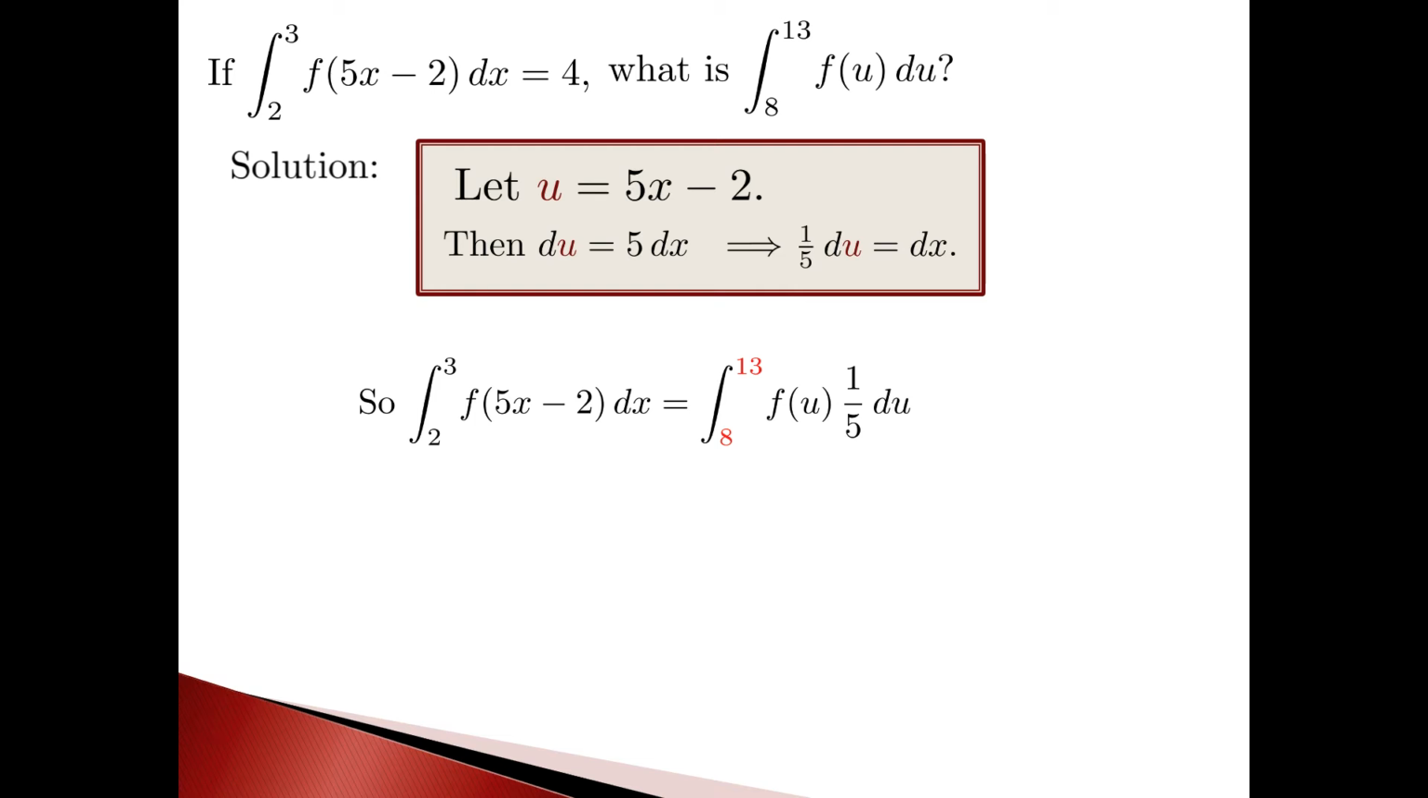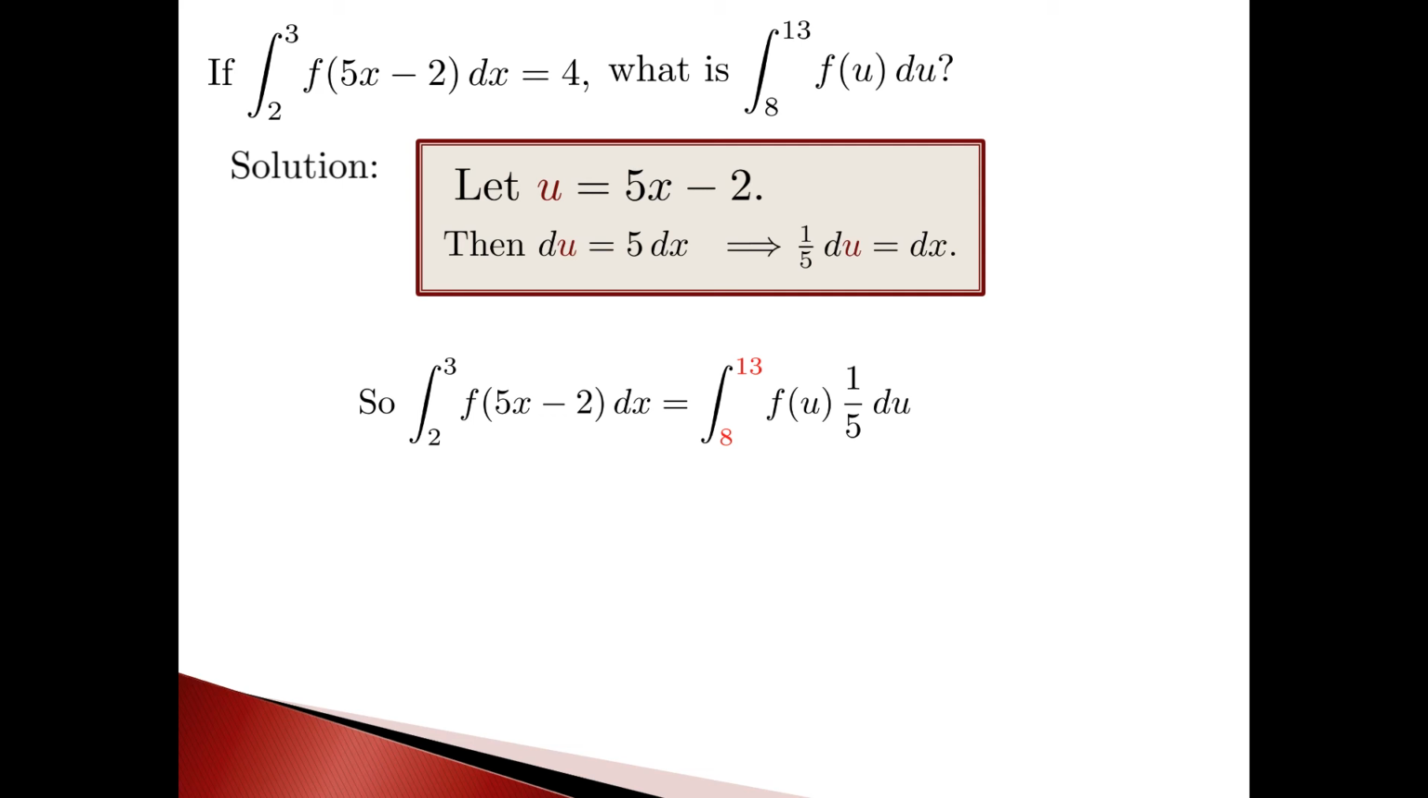Because if x is 2, that lower limit of integration, u would be 5x minus 2, that'd be 5 times 2 minus 2. That makes 10 minus 2, which is 8. So when x is 2, u is 8. And what happens when x is 3? Well, 5 times 3 minus 2, that's 13. So sure enough, those are my limits of integration.